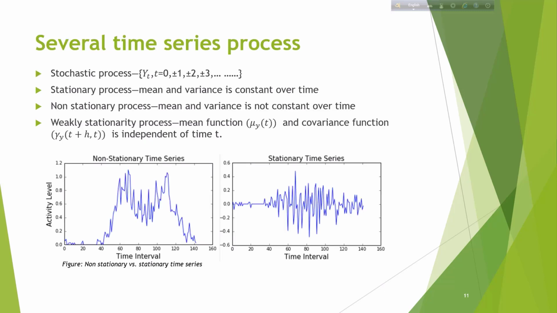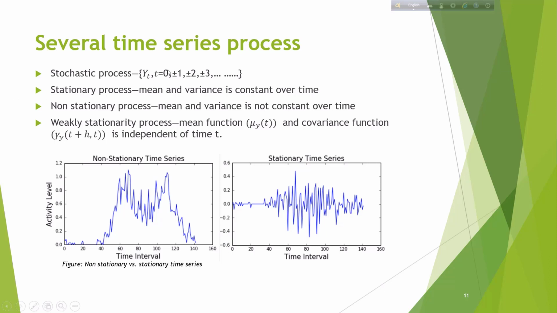Now, several time series processes. There are several time series processes like stochastic process, stationary process, non-stationary process, weakly stationary process, strictly stationary process. So what is a stochastic process? It is a random process, that is, a collection of random variables ordered in time. If y is a variable at time t, then its collection when t is equal to 0, 1, 2 up to n, the ordered collection of it, is called a stochastic process.